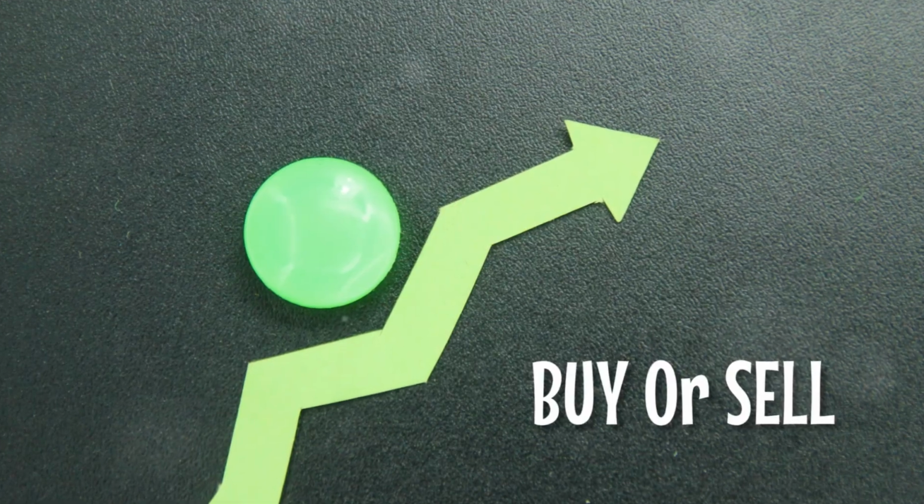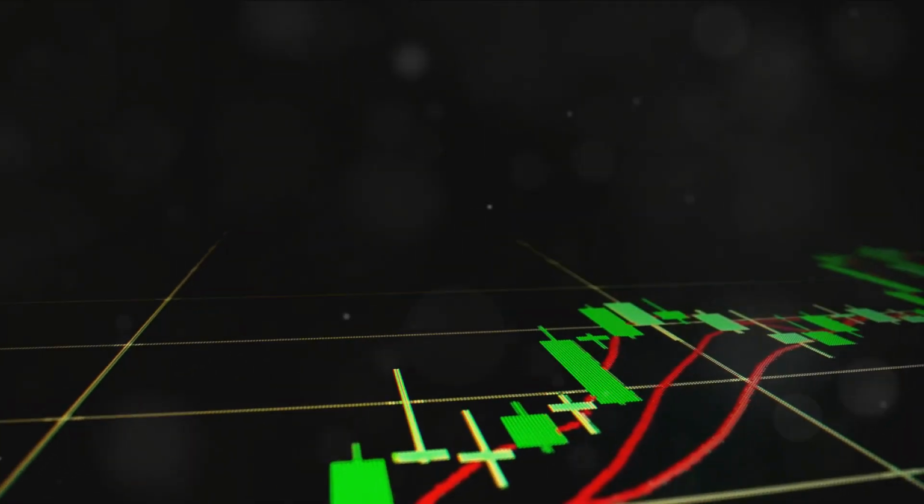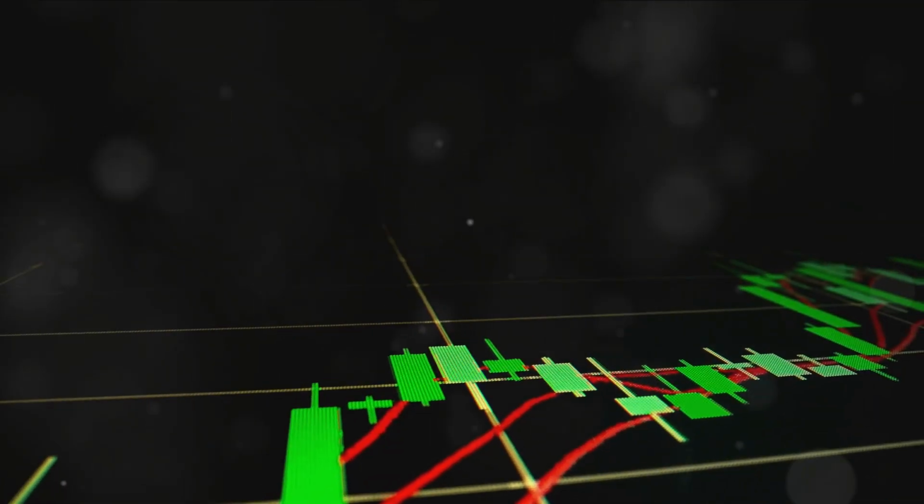On the other hand, when the MACD line crosses below the signal line, it's a signal to sell. This crossing is represented by a red bar in the histogram. It reflects that the short-term momentum is falling faster than the long-term momentum, suggesting a downward trend.